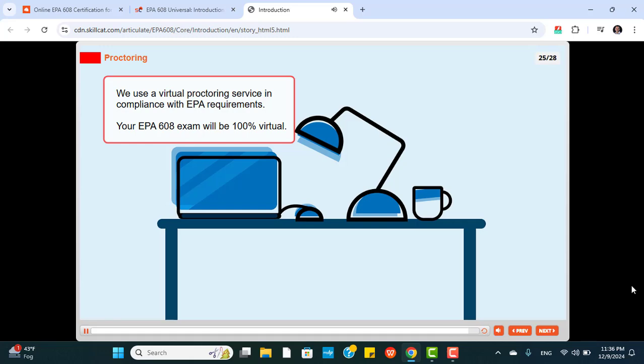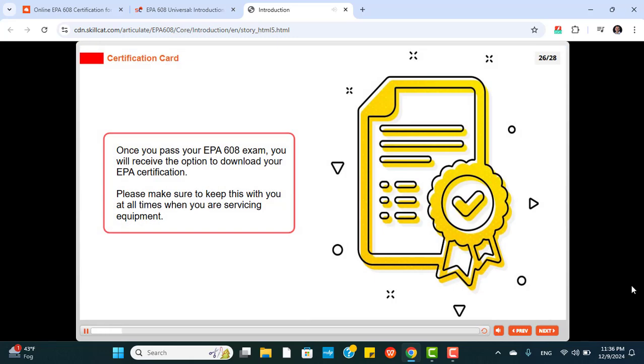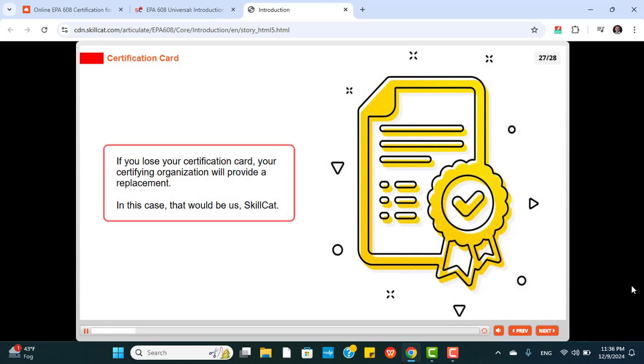Once you pass your EPA 608 exam, you will receive the option to download your EPA certification. Please make sure to keep this with you at all times when you are servicing equipment. If you lose your certification card, your certifying organization will provide a replacement. In this case, that would be us, SkillCat.